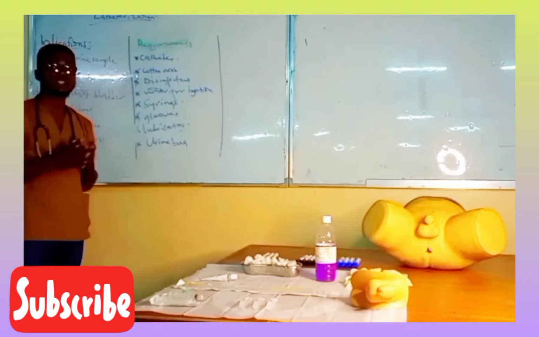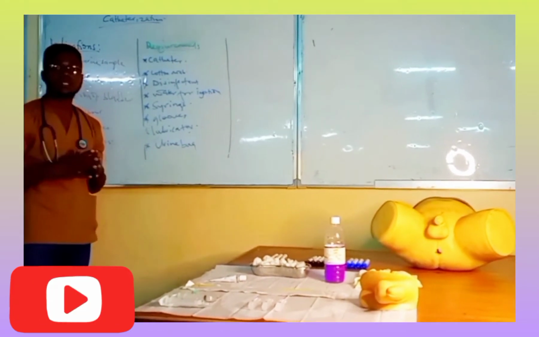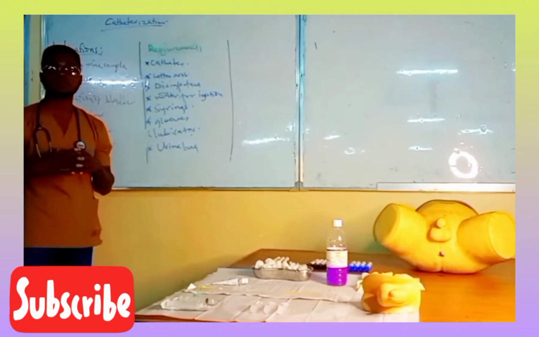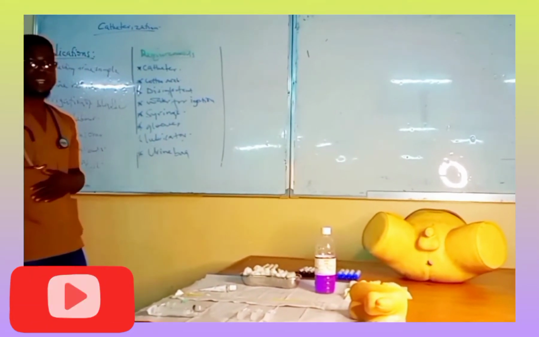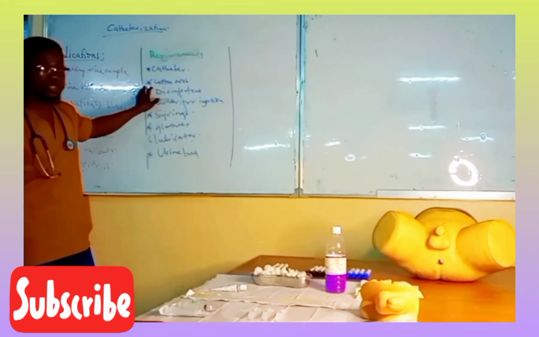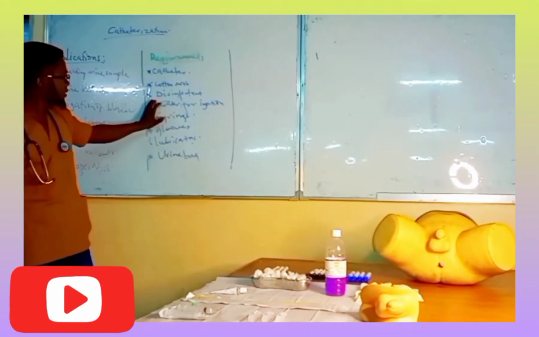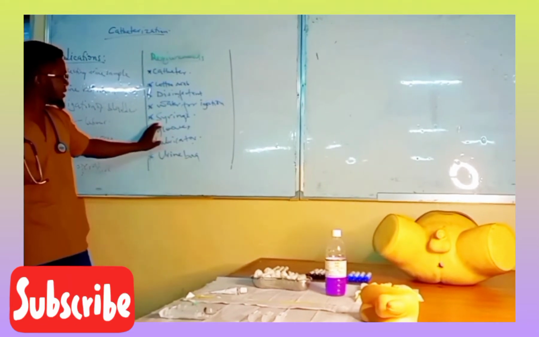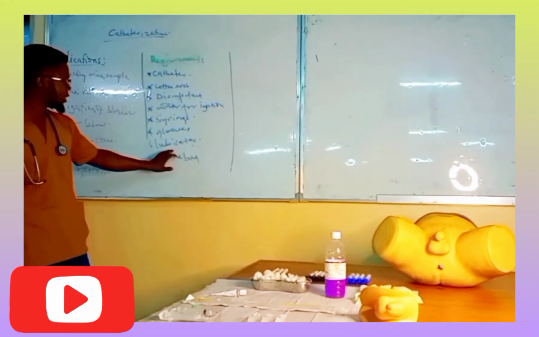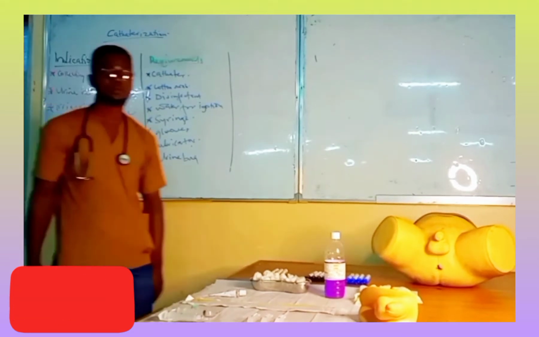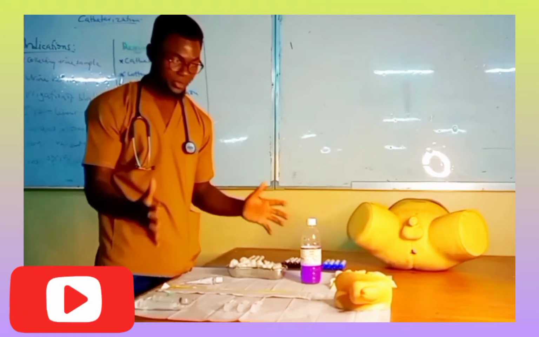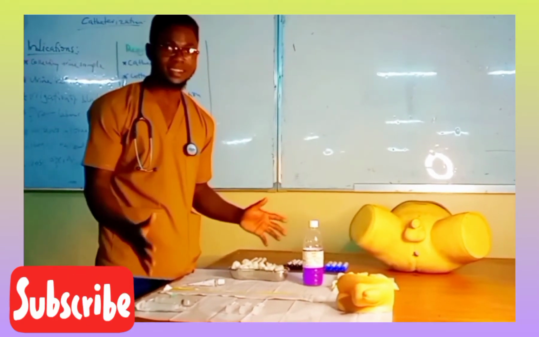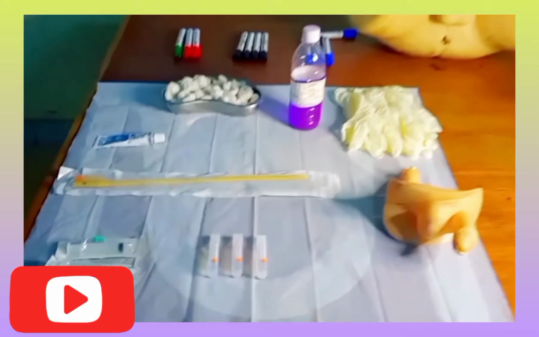After knowing the indications, we are going to look at the requirements which we need to put in place when you are going to do this procedure. One of the requirements is the catheter. We have a cotton swab, disinfectant, water for injection, syringe, gloves, lubricant, and the urine bag. So these are the requirements I've been talking about. We are going to see them one by one.